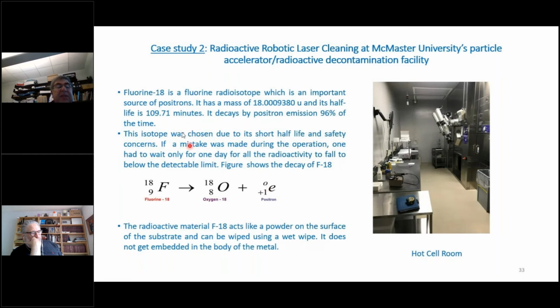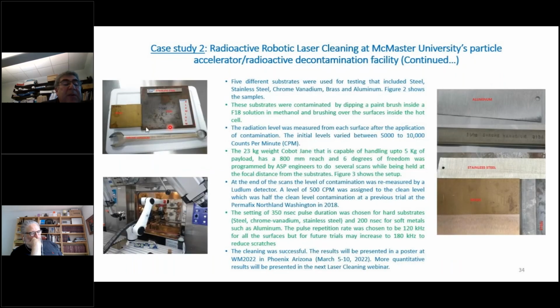So for safety reasons, this was chosen, and this material was dissolved in methanol solution, and using a paintbrush it was applied to several metal surfaces. For example, you can see these are the surfaces that were used. There was brass, steel, stainless steel, aluminum, and chrome vanadium. So the laser cleaner was mounted on a cobot, which is a collaborative robot, and some alignment had to be done. And this was programmed to move around and basically clean the contamination from the surface.